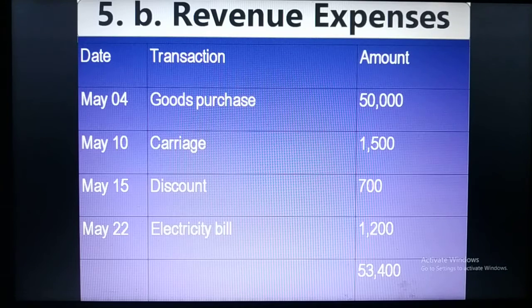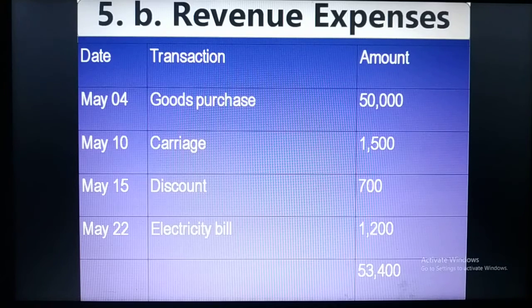Goods purchase. Every day an organization would like to buy goods, because the more they sell, they need to buy goods. So purchase is a revenue expense. Then carriage. Carriage expenses mean to carry the goods. So for carrying goods, when they purchase, they have to pay the carriage. This is also a revenue expense.